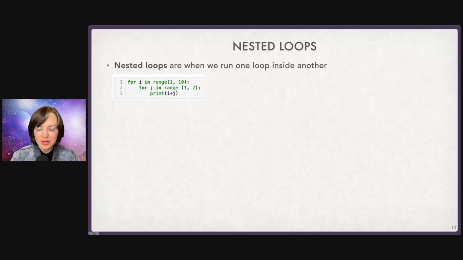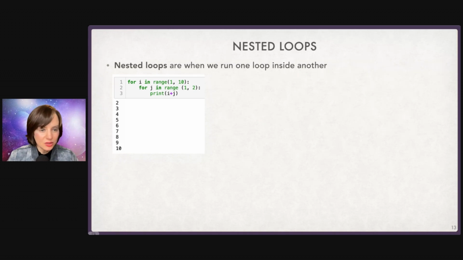Try this one out on your own. Pause this video, think about what you're going to get, see what you get. Aha. So we get 2, 3, 4, 5, 6, 7. Okay. What's going on in this particular one? Well, okay. So for i in range 1, comma 10. So starting at 1. For j in range 1, comma 2, also starting at 1, print i plus j.